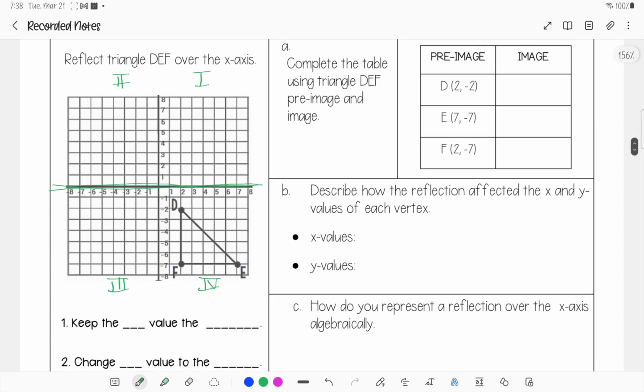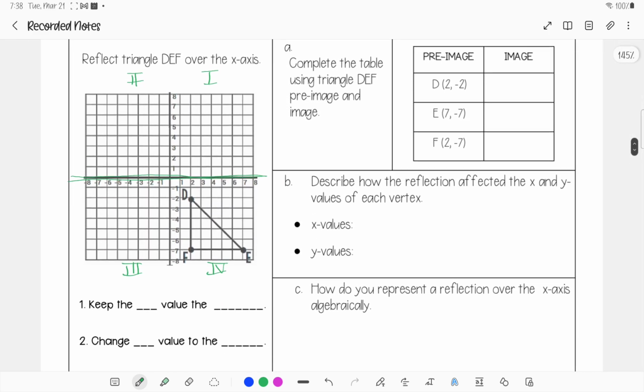So to do this, we have points already given to us here where we have our pre-image, meaning our original image, DEF, and we're going to change it to D prime, E prime, F prime. So we're going to flip that and see where it would end up. So to do this, we are going to keep the x value the same. In other words, my 2 is not going to change, my 7 is not going to change, and that 2 is not going to change. But what is going to change is the y value will become the opposite.